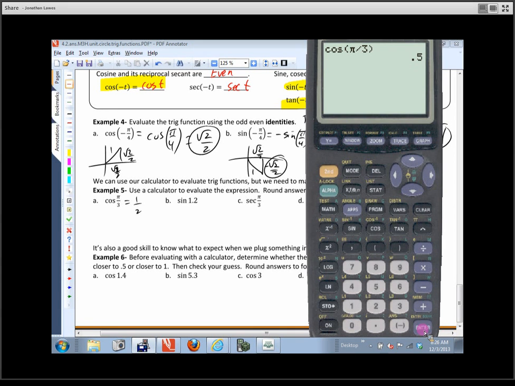So if I want to find the sine of 1.2, is that in degrees or radians? And how do you tell? Just because it's a decimal, it could be either. Here's the key. Is there a degree symbol there? Nope, so it's got to be in radians. Okay? So we're going to type in sine of 1.2, close the parentheses, and I get 0.932.